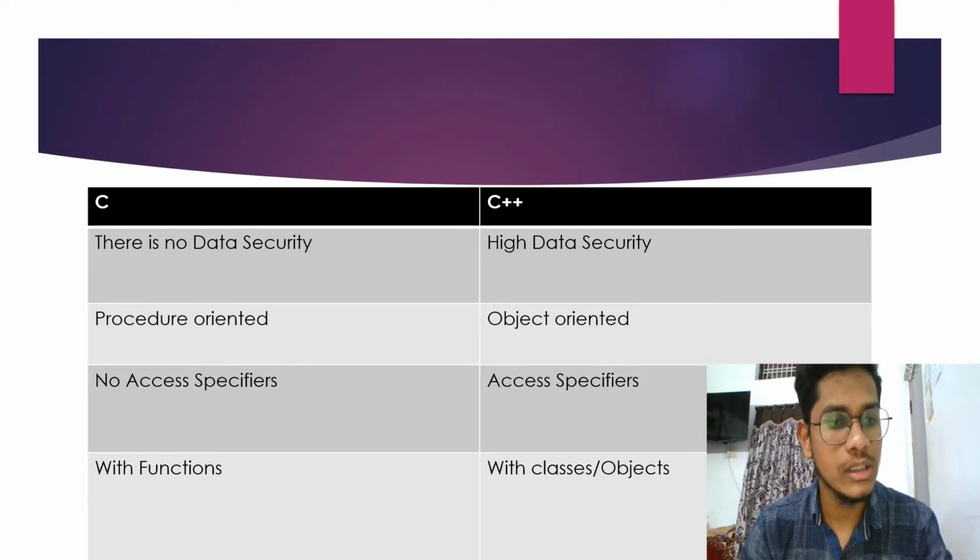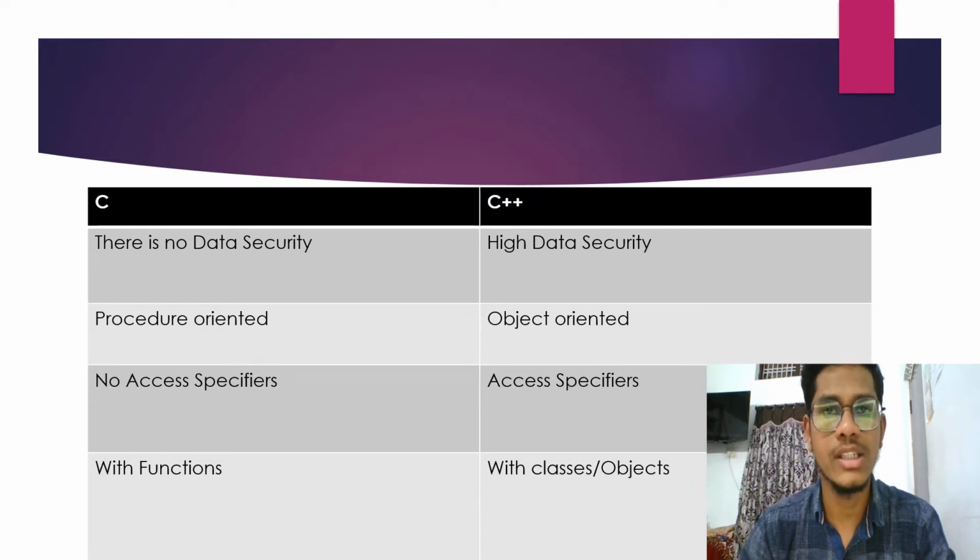And coming to the second point, C is procedure oriented, whereas C++ is object oriented. In C all the process will be in the form of procedures, step by step, but here it is object oriented. With the help of classes and objects we are going to perform the program. And in C there are no access specifiers. Access specifiers are private, public and protected. In C++ there are three access specifiers, as I mentioned: public, protected and private, whereas in C no such specifiers are present.